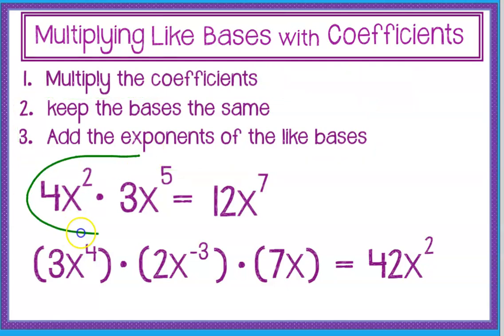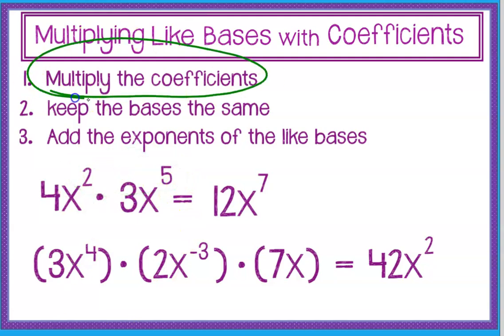So you notice here in my first example, I have coefficients of 4 and 3, but I have bases of x and x. So the 4 and the 3 actually have to perform that math, which is multiplying. So 4 times 3 is 12. Keep the bases the same and add the powers together. All right, so step number 1, which is new, you might need to multiply the coefficients in the front. The other 2 steps are just like before.